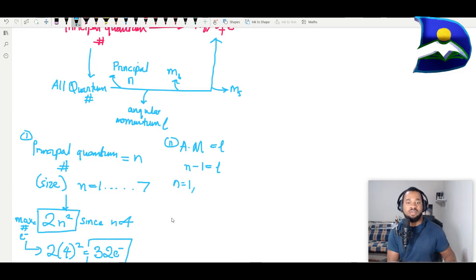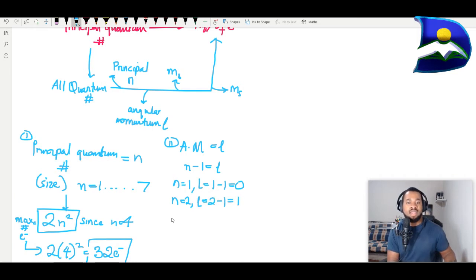So therefore, L will be equal to 1 minus 1, which is equal to 0. And the next one here is when n is equal to 2, which is when the principal quantum number is 2, what will be the number of subshells? In this case, L is equal to 2 minus 1, which gives us 1.